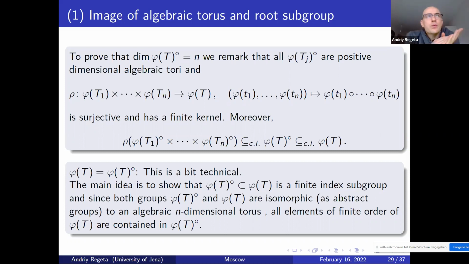So let us summarize what we proved so far, or, well, proved without some details, of course. So algebraic torus goes to an algebraic torus of the same dimension, and a root subgroup goes to a root subgroup with respect to the image of the torus. So this is something really nice, and this is exactly the first step of the proof.